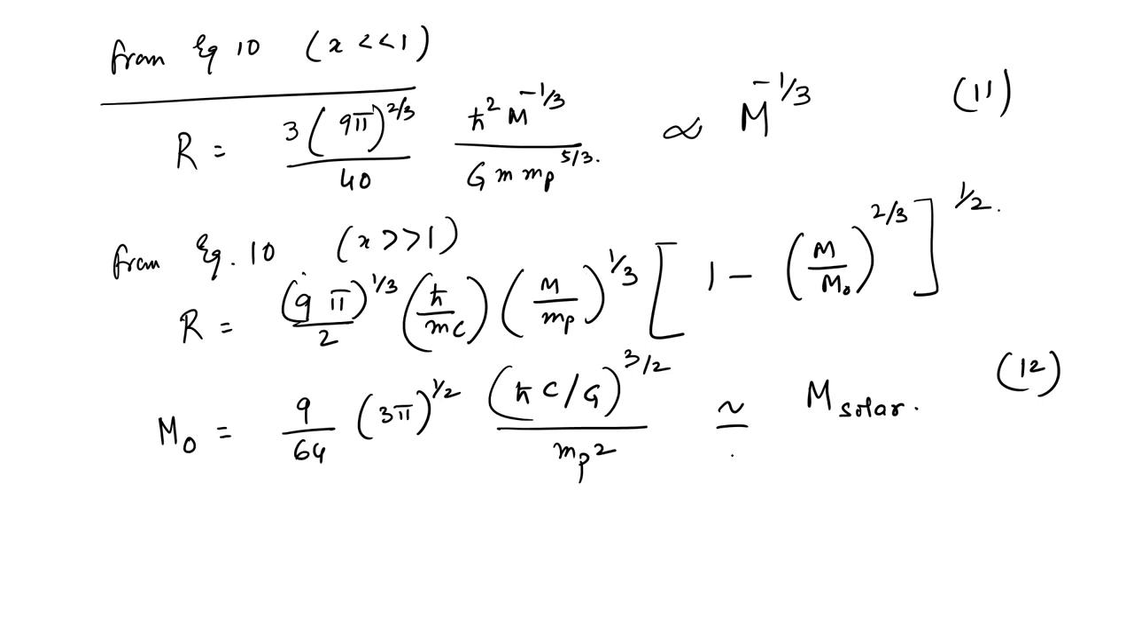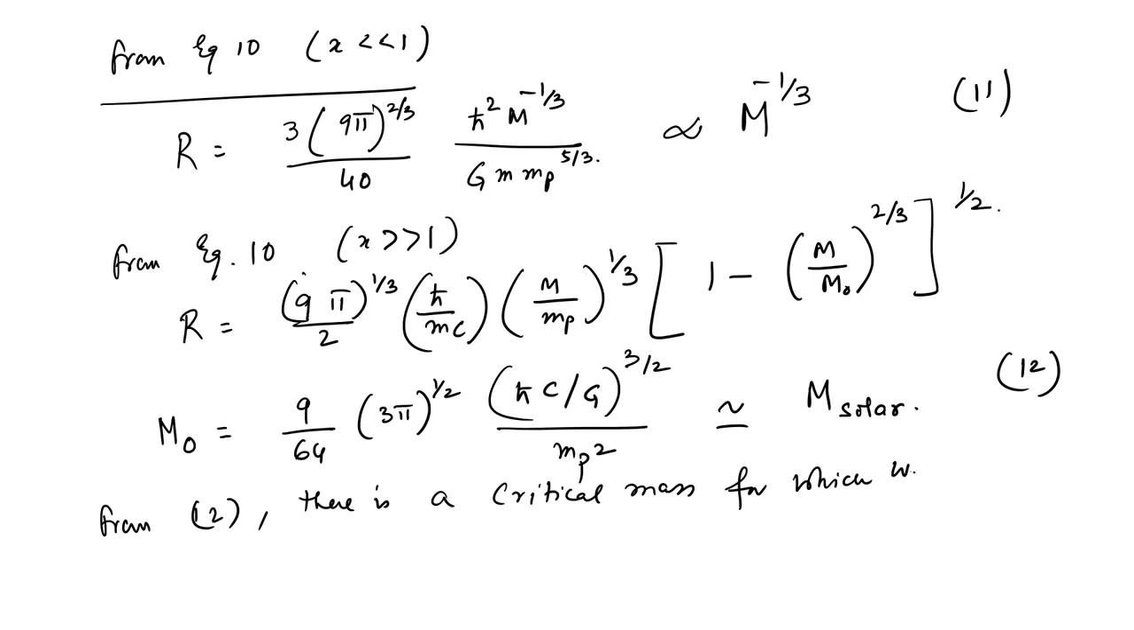Also from 12, which is important, we find that there is a critical mass for which we have a vanishing radius. Okay, so this is important. If you look at equation 12, then for m greater than m0, that is the solar mass, r becomes imaginary, and that would cast a shadow on the stability of the system. Okay, so the existence of the star is not possible, since r cannot become imaginary, so the star would cease to exist.